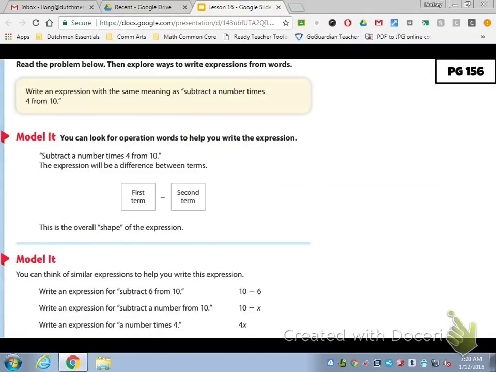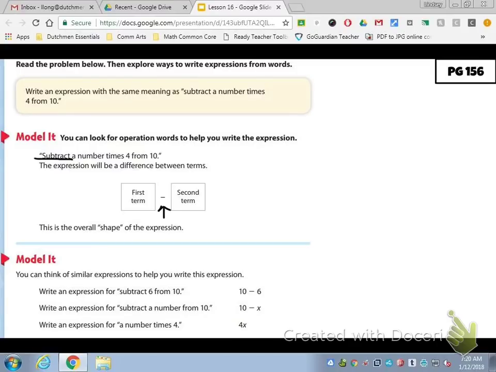Okay, so now we're going to continue on and talk about how we can write these variables and expressions. It says, write an expression with the same meaning as subtract a number times 4 from 10. There are 2 different ways we can look at it. For the first model, you can look for the operation words to help you write the expression. It says subtract a number times 4 from 10. If it says subtract, we know that we're going to be subtracting, so you can see that they put the subtraction sign here. Since we're subtracting, we have to have 2 terms. So it will have first term minus the second term.